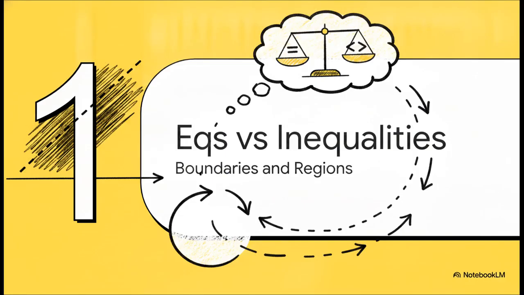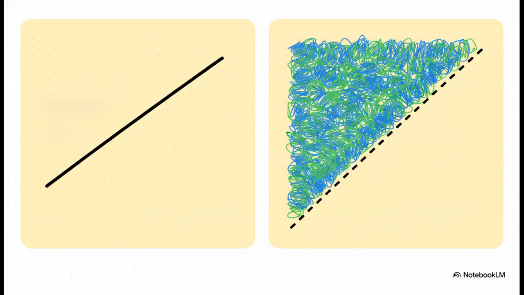Number 1. Equations to inequalities. Let's bridge what you already know to this completely new concept. The core difference here is honestly massive. When you're looking at a standard equation, like y equals x plus 2, you've got a strict boundary. It's a single narrow line. There is literally zero wiggle room. A point is either exactly on that line, or it's just not a solution.